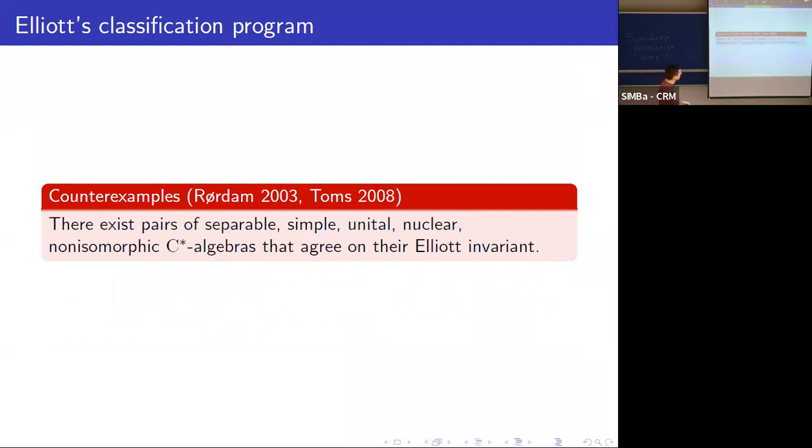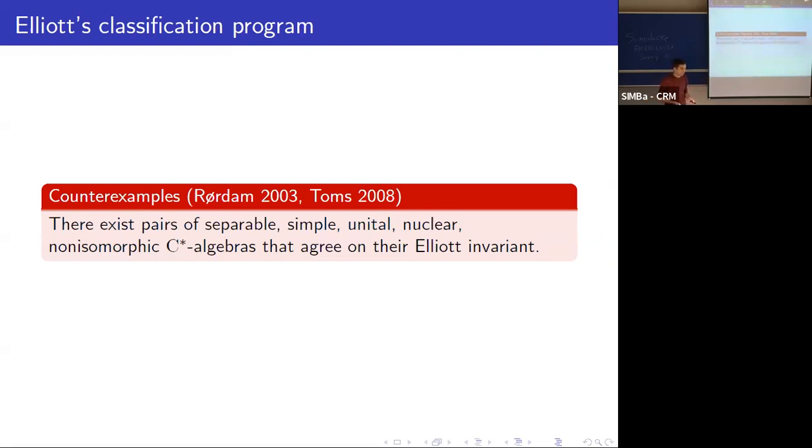Okay. And so there are counterexamples to this conjecture. So Rørdam found some counterexamples in 2003 and Toms found other counterexamples in 2001. So what this means explicitly is that you can find pairs of separable, simple, unital nuclear C*-algebras that have the same Elliott invariant, so isomorphic, but that are not isomorphic as C*-algebras. So the conjecture that the Elliott classification program, as stated before, is false.